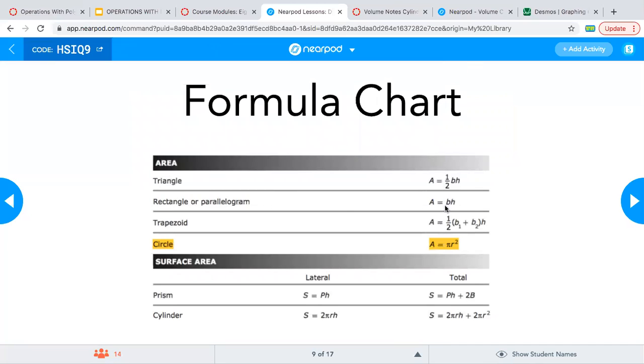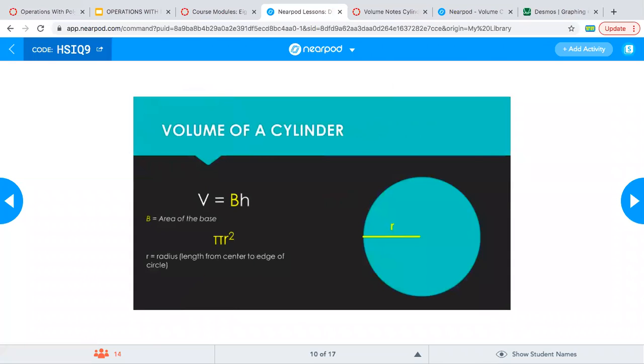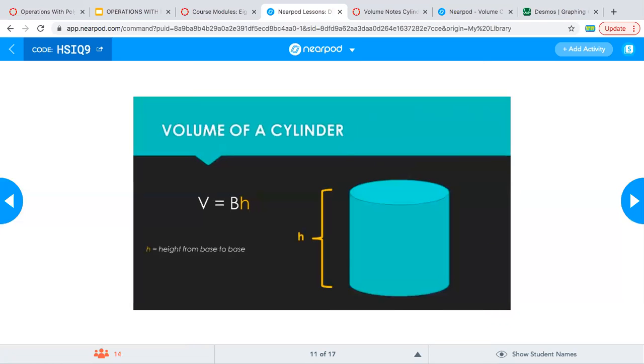So here's a formula chart. And if you look here, the area of a circle is pi r squared. So r, we just said, is the radius. That's from the center to the edge of the circle, so it's half of the diameter. The height is from base to base. So from one circle to the next, this would be my height.